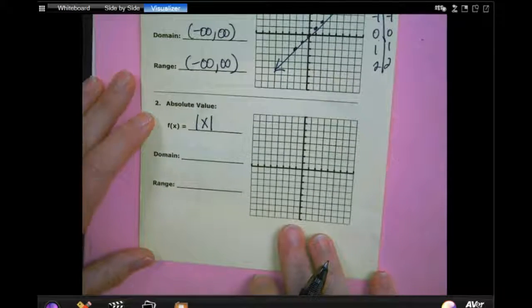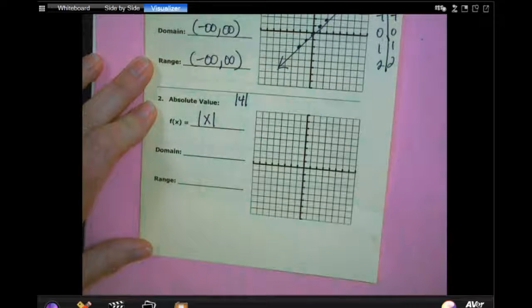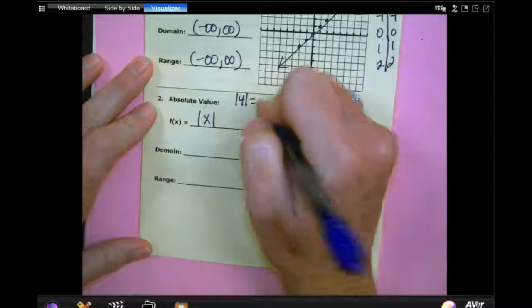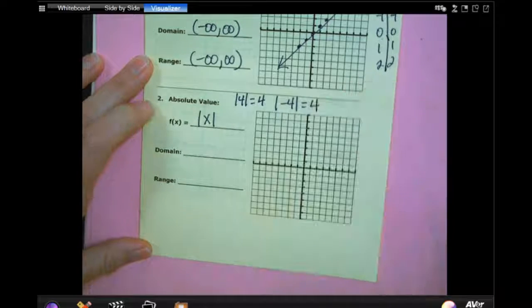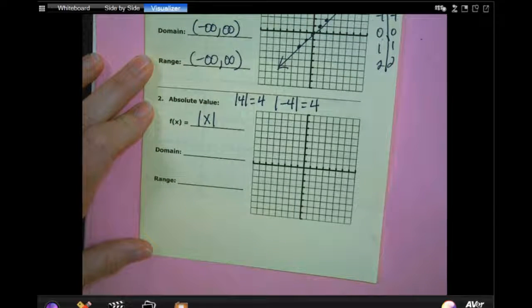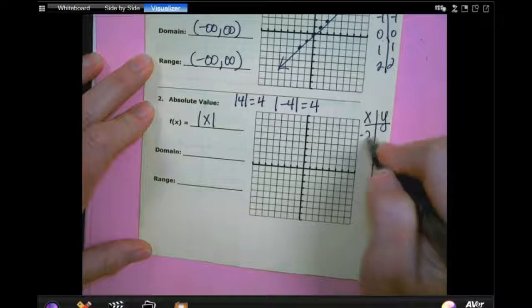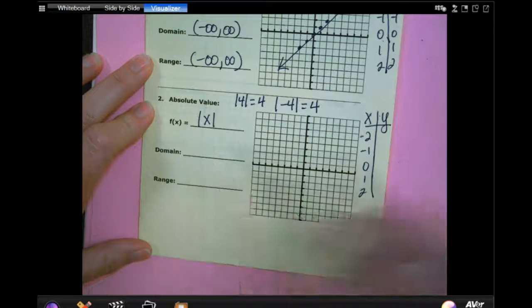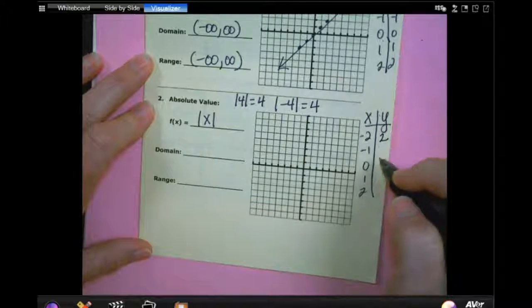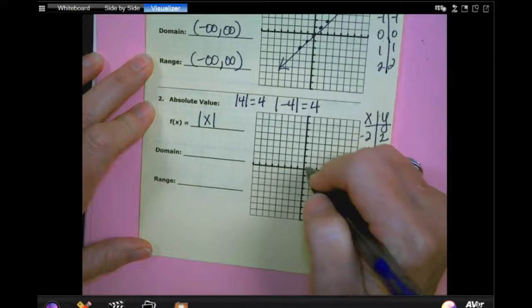We had the little absolute value symbols. And if I put the absolute value of 4, what is the absolute value of 4? 4. And the absolute value of -4 is 4. So if I make a t-chart of that, if I put a -2 in there, the y value is 2. If I put a -1 in there, it's 1. So this is what this looks like.